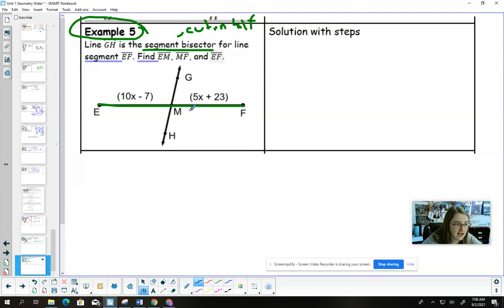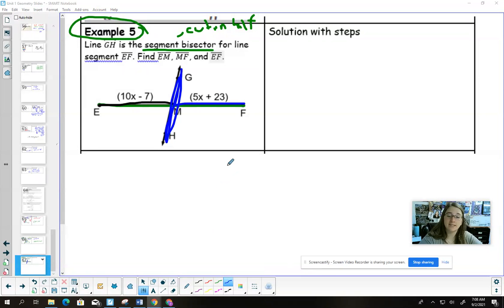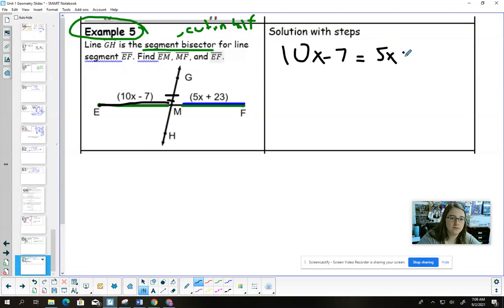If EF is being cut in half right there, what does that tell us about these two pieces? Those two pieces have to be equal. We can say congruent, but it means the same thing. That is the definition of when you cut something in half. They are equal. So, hey, that's my equation. Guys, if you can say this out loud, you can write your equation. These two pieces are equal. I can set them equal to each other. That is our equation.